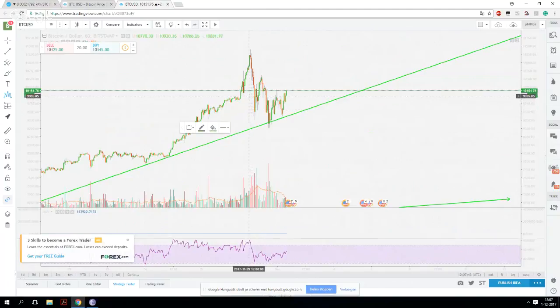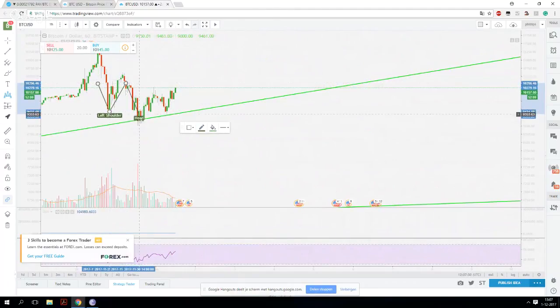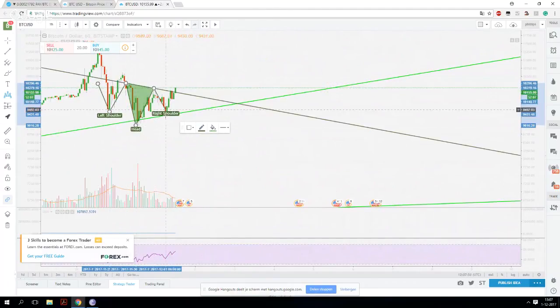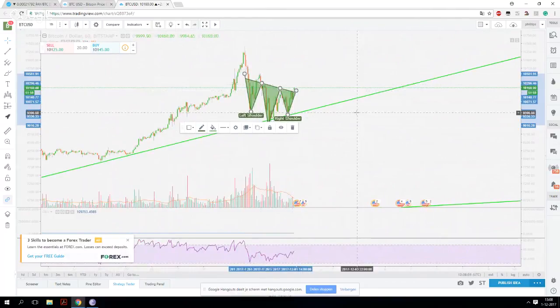Okay, so let me just put this down. I'm not sure if this is what it is, but it sure looks like it. And as you can see, we are just breaking out of the neckline. So I think we're bullish again.